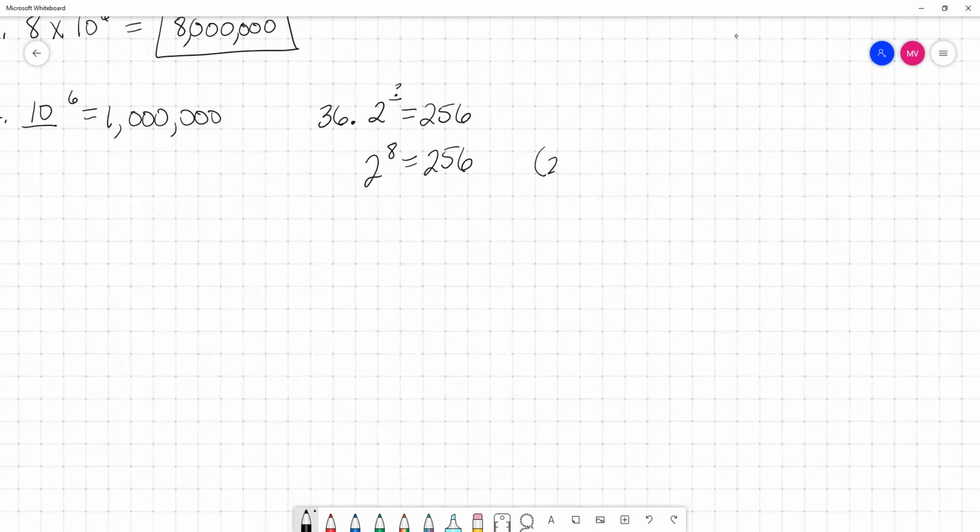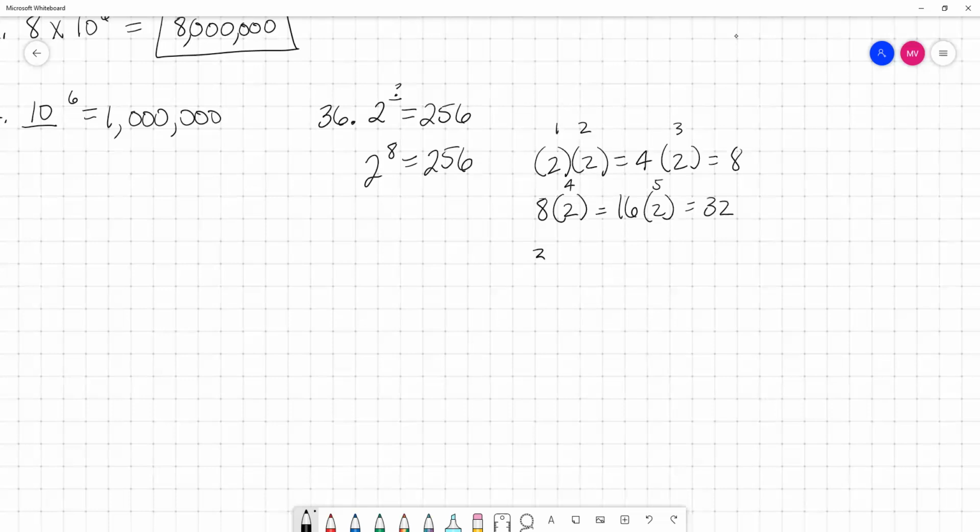just start multiplying. 2 times 2 is 4. So that's 1 and 2 times 2. That's my third 2. That equals 8. 8 times 2, this is my fourth 2, equals 16. 16 times 2, keep myself consistent here, this is my fifth one, equals 32. 32 times 2 for the 6th time equals 64. And then that times 2 for the 7th time equals 128.